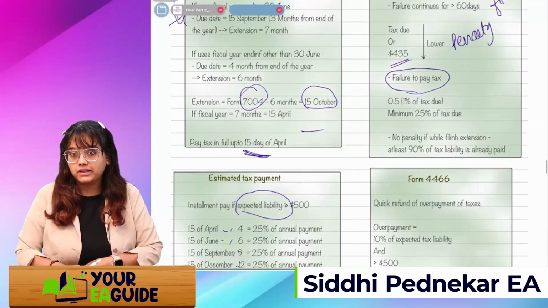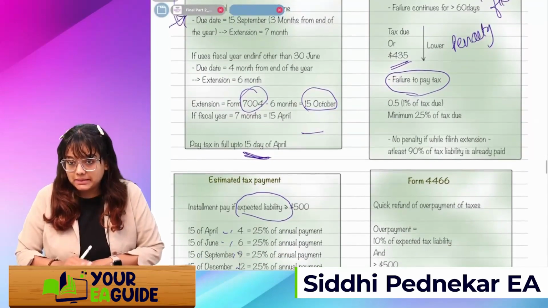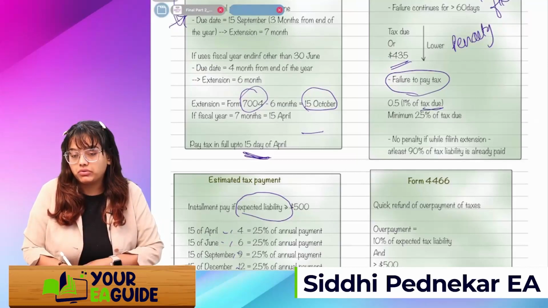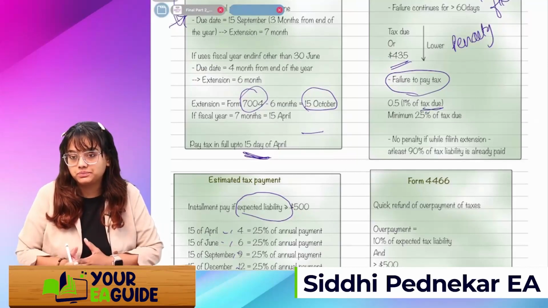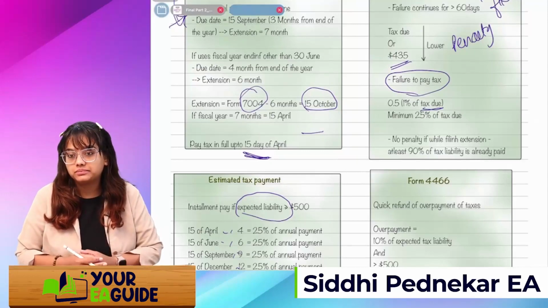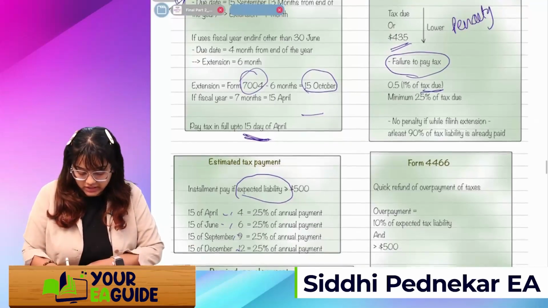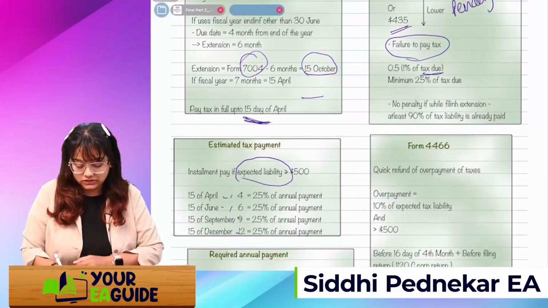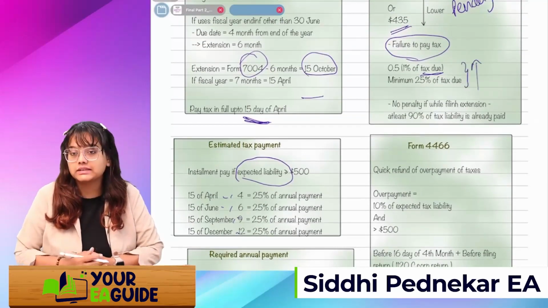What if I have not paid the taxes? Simple calculation is there. 1% of the tax due, whatever the due amount of the tax is, I'll take 1%, right? And I'll multiply it by 0.5. So that will be my penalty for not paying the tax. Okay. Minimum 25% of the tax due will be my minimum penalty, I can say. So this or this, whichever is higher.